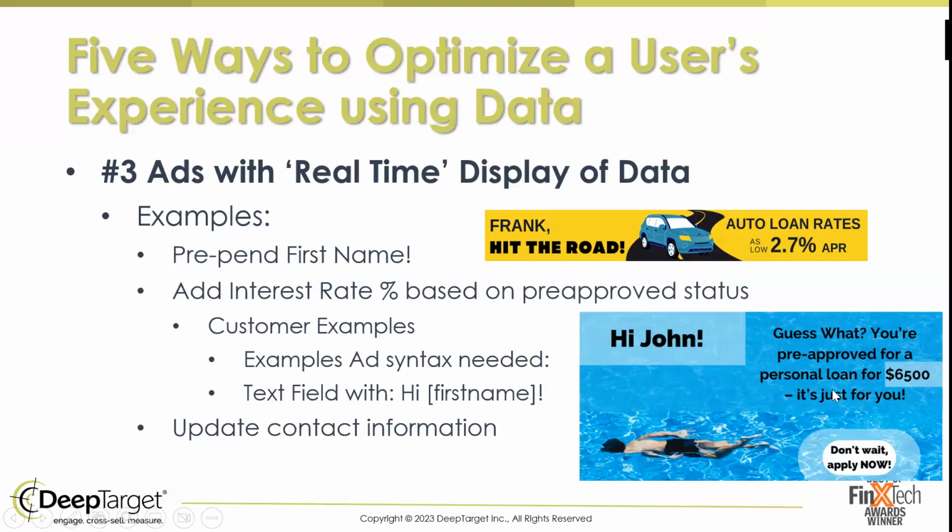It just hit me. But you can see this personal loan amount could also be related to their data. This is a certain amount that they're pre-approved for, in fact. So that's a great way to do it. And we have other customers of ours that pop up contact information, an ad that says, hey, your current contact information is this. If this needs to be updated, please click and let's go update that. So once again, pull all that data into the ad.